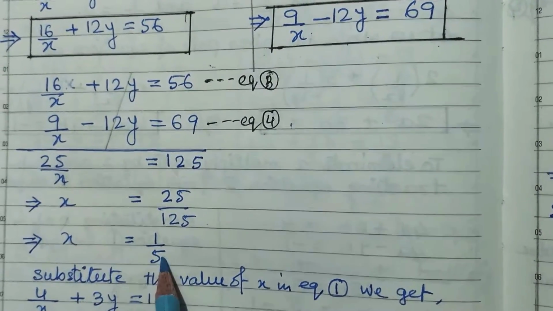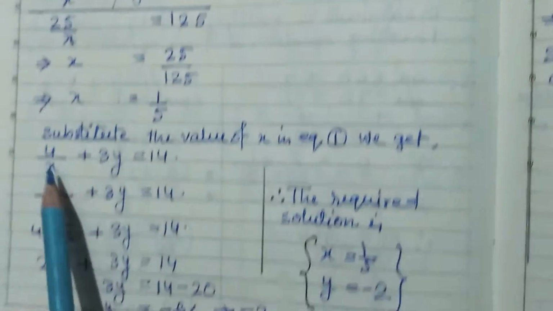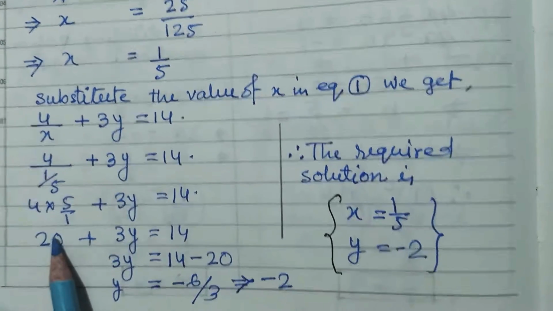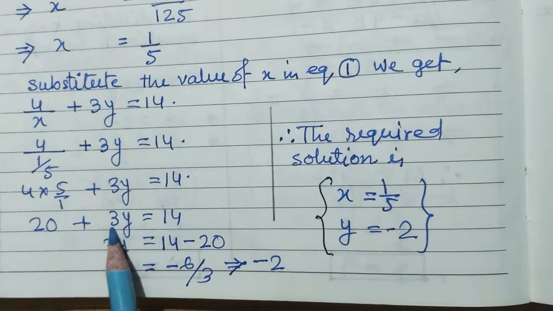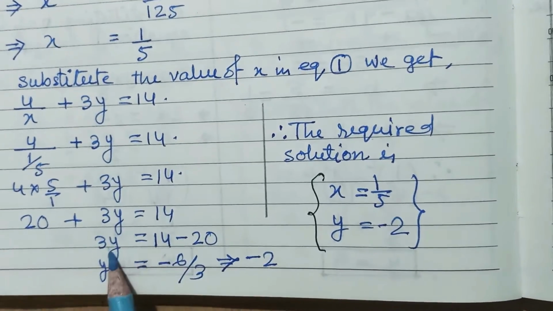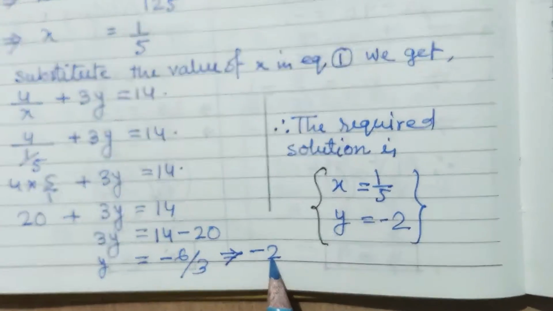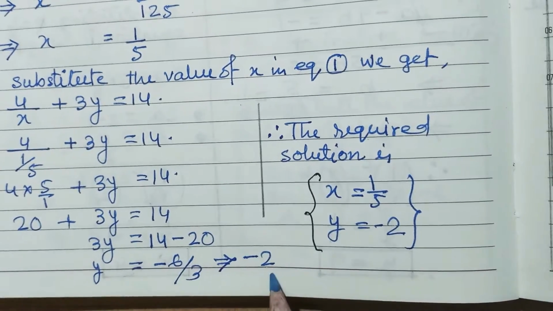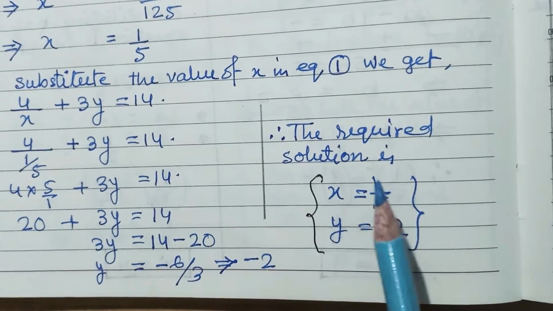Now substitute this value in any of the equations. Here I have substituted x equal to 1 upon 5. It is 20 plus 3y is equal to 14, so 3y is equal to minus 2. Now this y is equal to minus 2.